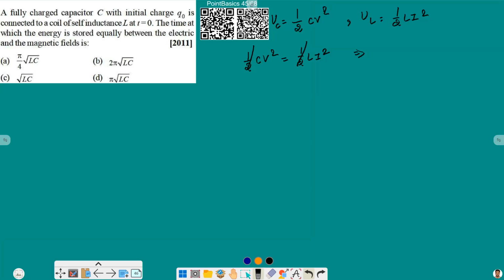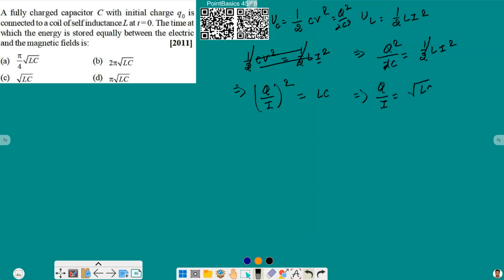We will use a different formula here because we have to compare charge. We have current here, so we will try to have charge on this side. So we will use Q square by 2C. Q square by 2C is equal to half Li square. Again, half gets cancelled, and from this we can write Q by I square is equal to LC, or Q by I is equal to root LC. This is our condition.